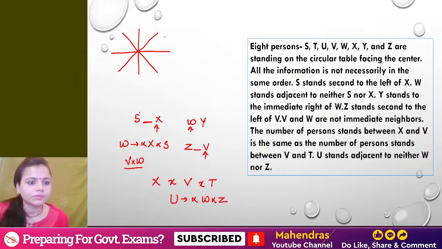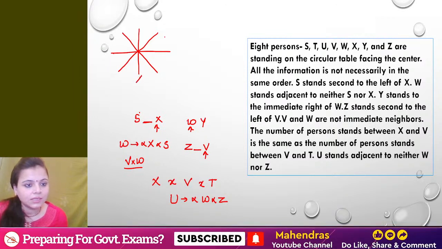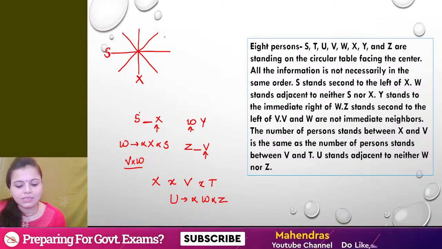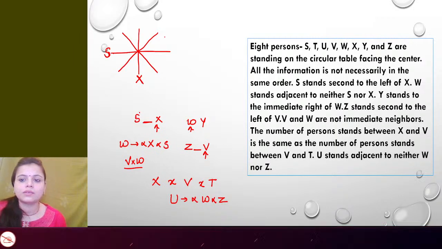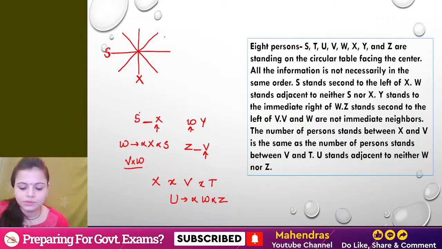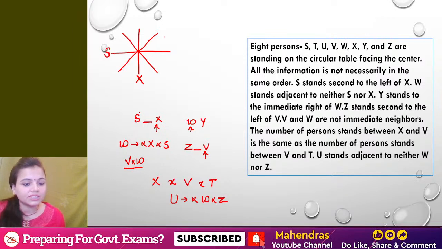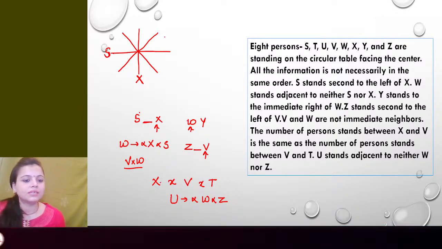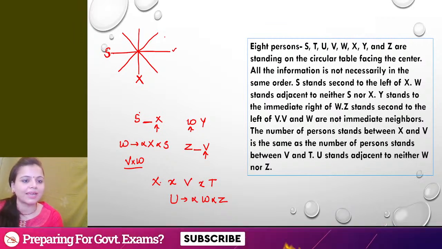Now we can start with the person. You can start with X. S is second left of X. Now you can start with V, right? Because V is exactly between which persons? X and T. But Z is second left of V. So if you put V in this place, this is not possible for this diagram, right?